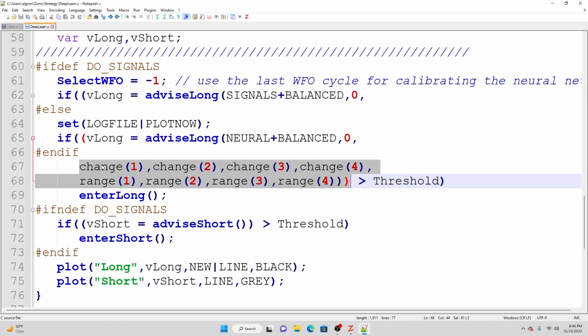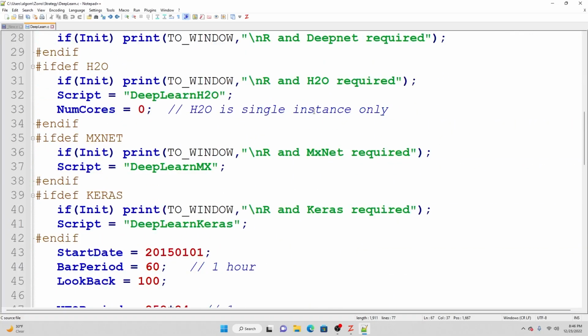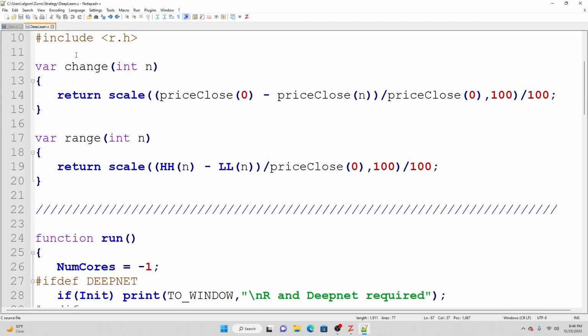Now, what in the world are these 8 numbers? Change 1, change 2, change 3, change 4, range 1, range 2, range 3, range 4. Obviously they are actually 8 numbers, right? 4 change and 4 range. What in the world are these? Well, not a big deal. So if we scroll up here, we can see that basically these are functions, right? These are 2 functions, change and range, and they take as argument an integer, right? And basically what they do is they return a scaled version of a calculation of the price.